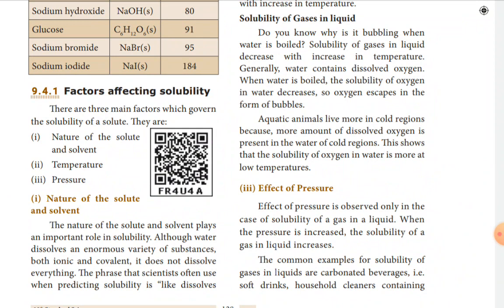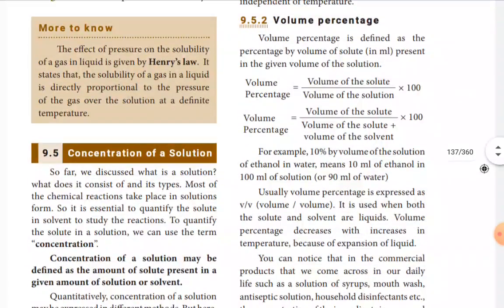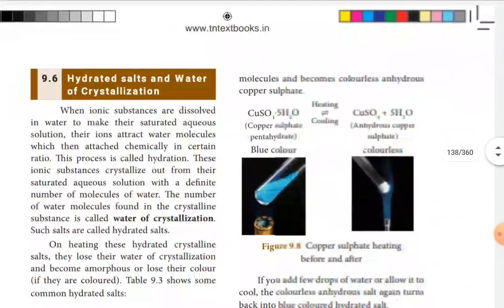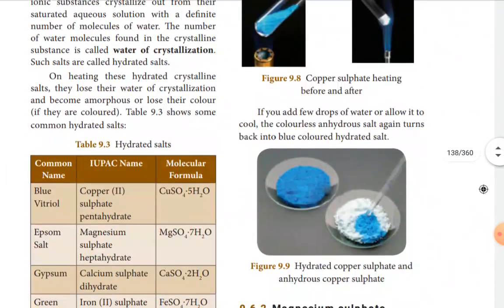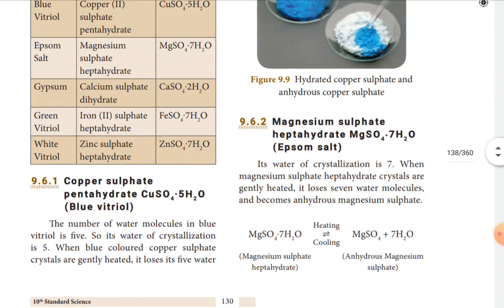Then next, you also have to move to the next topic, hydrated salt. If we take magnesium sulfate heptahydrate, the formula is MgSO4·7H2O. On heating that magnesium sulfate heptahydrate, that is Epsom salt, what happens? See, it loses 7 water molecules and becomes anhydrous magnesium sulfate.